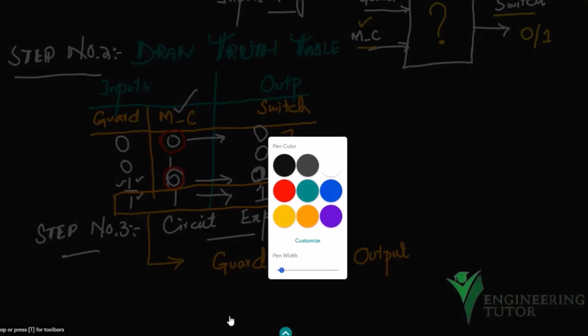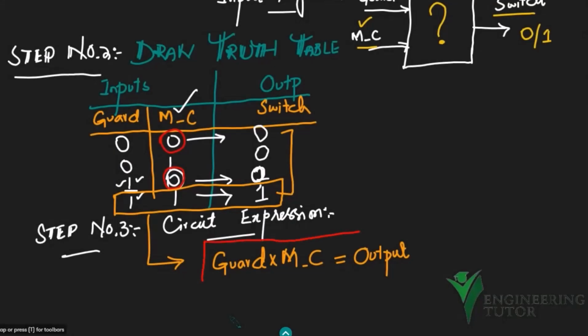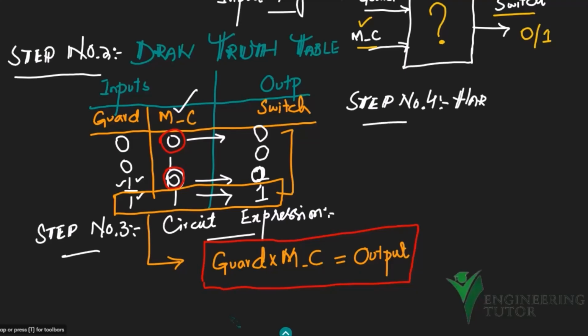We can very easily see that this is the output expression for it, and on the basis of it, I have to devise step number 4, which I am going to write here. Step number 4 is hardware description.